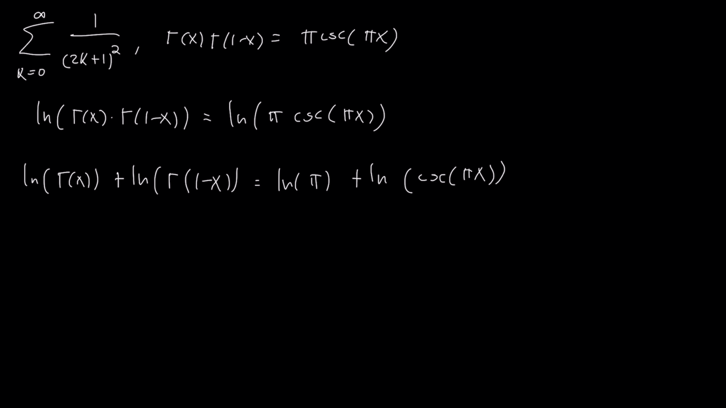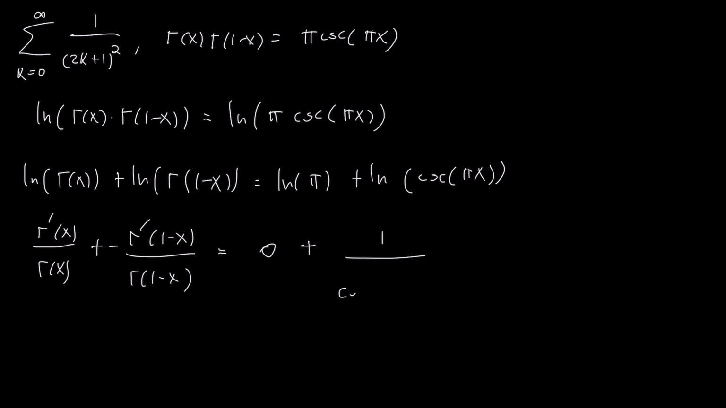Differentiating both sides with respect to x, we're going to have gamma prime x over gamma x, plus gamma prime 1 minus x divided by gamma 1 minus x. But by the chain rule, we're going to have an extra negative here. The derivative of the constant is 0, plus this derivative will be 1 over cosecant of pi x, and then the derivative of cosecant of pi x. So we're going to have a negative cosecant of pi x cotangent of pi x, and by the chain rule, we're going to have an extra pi.